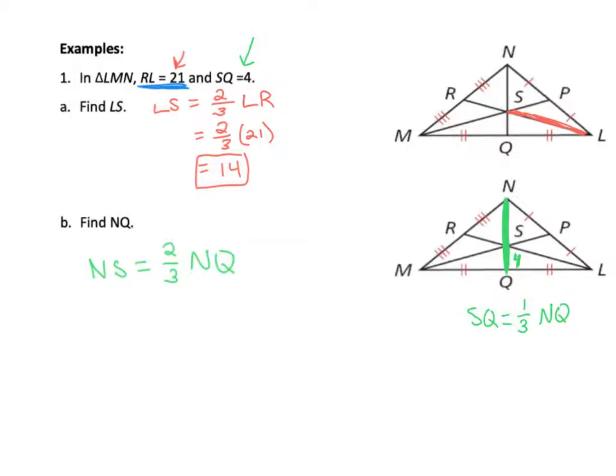Now we can use this information to solve for NQ. We know SQ is equal to 4 from up top. What we need to do is divide by 1/3 or multiply by the reciprocal. When we do that, we get 12 is equal to NQ, because 1/3 of 12 is 4. Therefore, NQ has to be 12.